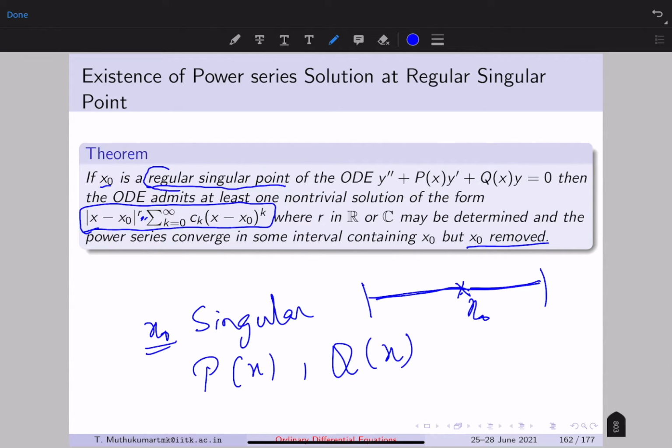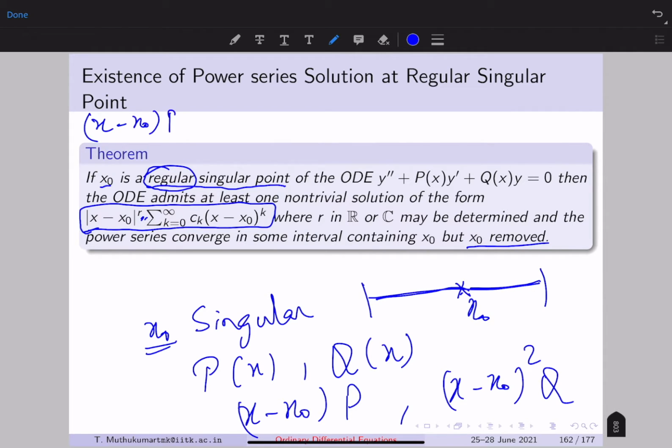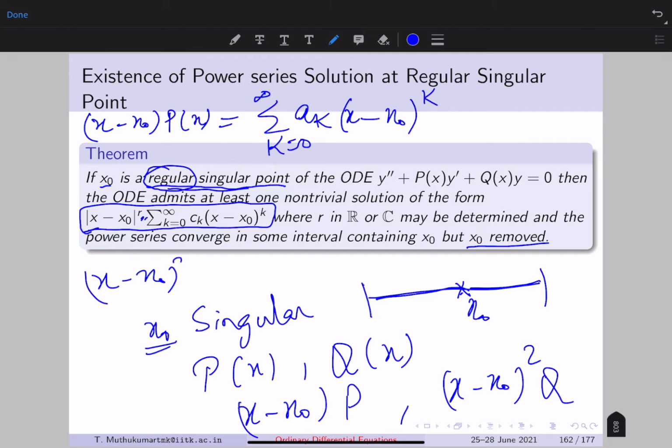Whereas because it's a regular singular point, you know that x minus x naught times P and x minus x naught squared times Q both are analytic, which means that you actually have x minus x naught times P as some form of series about x naught. Because it's analytic, that's the definition of a regular singular point. Regular singular point means that x minus x naught times P is analytic, which means it has this form. Similarly, you have a similar relation for x minus x naught squared times Q, which also has some such form, say, b_k times x minus x naught to the power k.